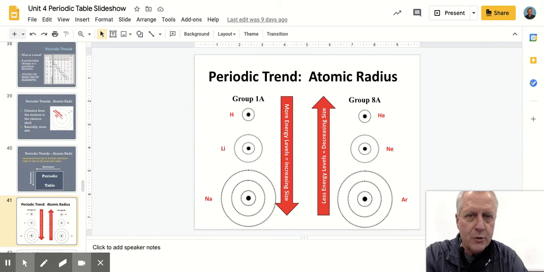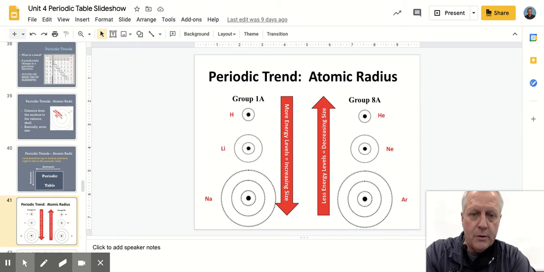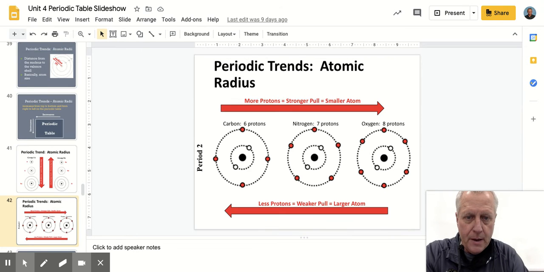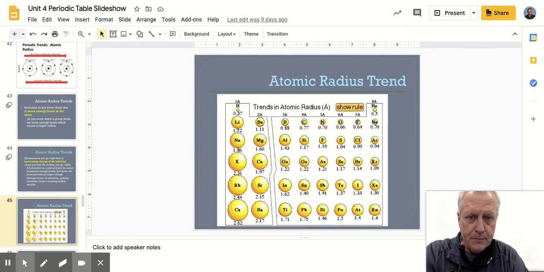There's trends that are just basically common sense. Like if we think, at the top of the periodic table, the lower atomic numbers, they have fewer electrons, and so they're going to be smaller in size. And then as more and more electrons are added, and more energy levels are added, then obviously you would think the atomic radii would get greater in size, and it does.